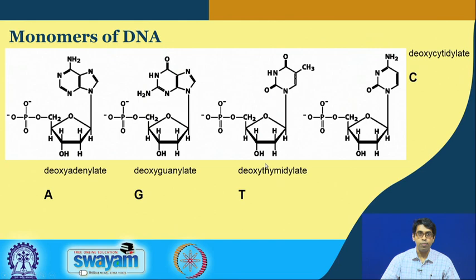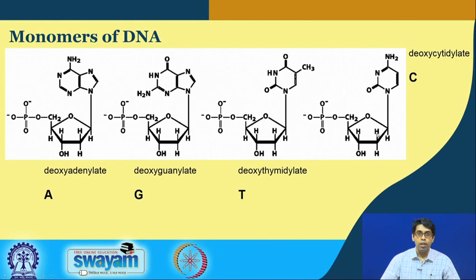So, now coming to all the four different nucleotides, that is the monomers of DNA. The one that we saw in the previous slide was this, which is known as deoxyadenylate, or in short A. Just like the proteins where we had 20 different monomers, and each of the monomers were given 20 different letters from the English alphabet, similarly, in case of DNA, the four monomers are given four single letter codes. The first one is deoxyadenylate, and it is referred to by A. The second one is deoxyguanylate. You see that the base is the one that is changing, and it is referred to by the letter G. Third one is deoxythymidylate, or T, and the fourth one is deoxycytidylate, or C.